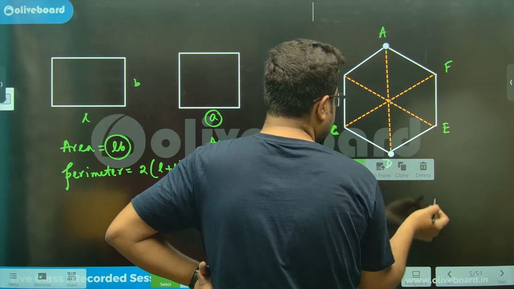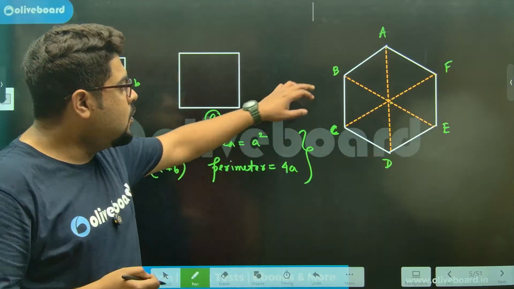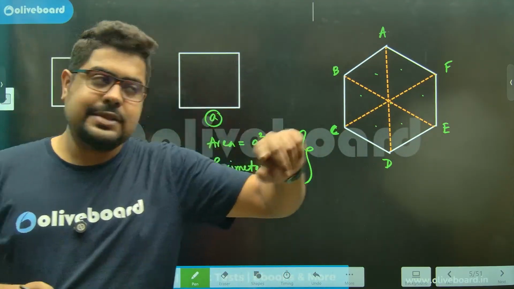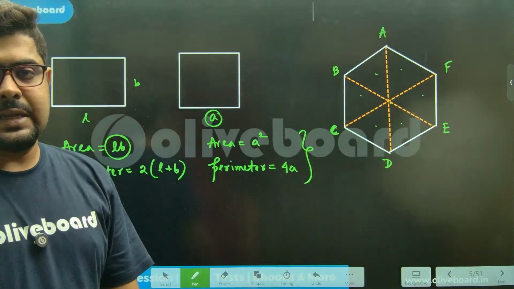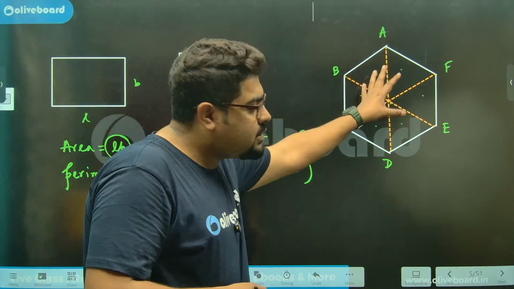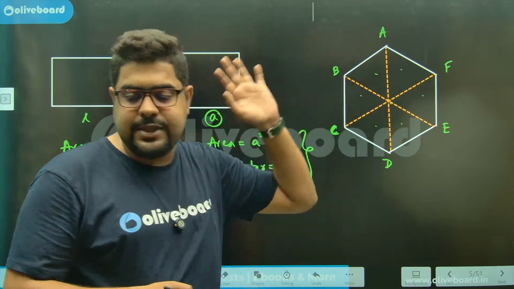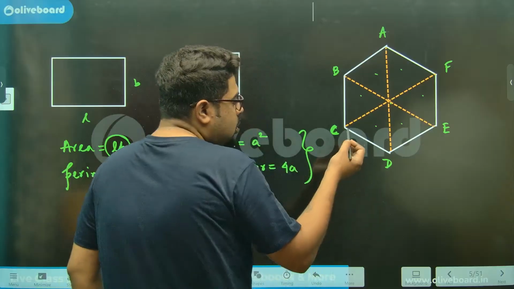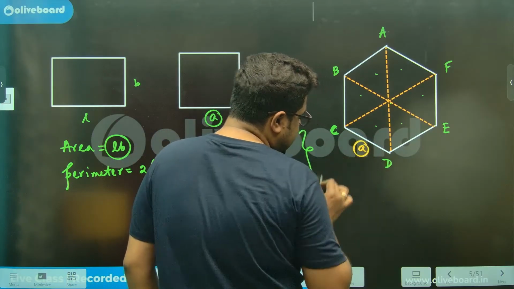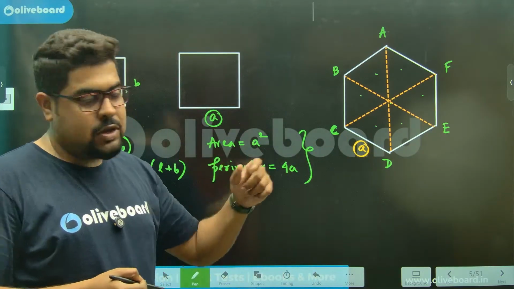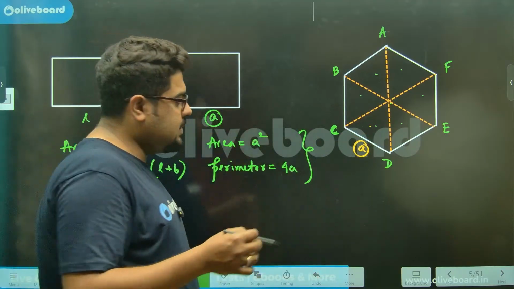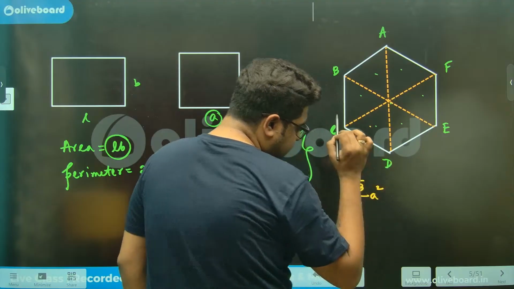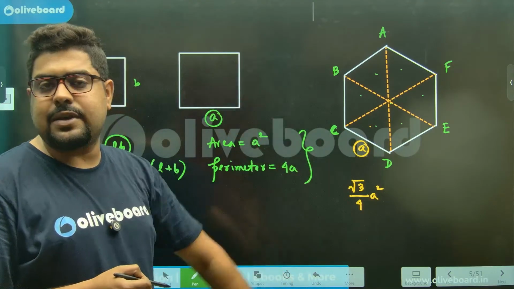Okay. Now, sir, it gives you 6 triangles, and all 6 are equilateral triangles, all having equal area to each other. So what we can do, please understand everyone. If I say the side of this hexagon is A, what is the area of one triangle? Sir, you will say root 3 divided by 4 into A square, the formula for the area of one equilateral triangle.